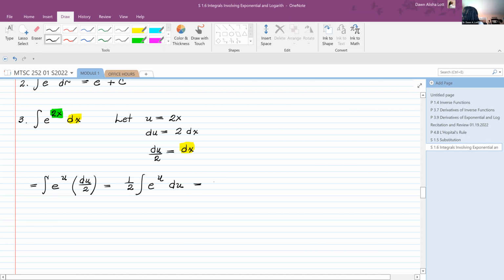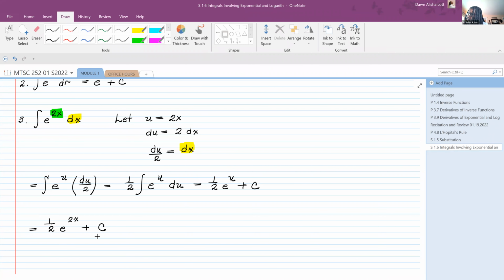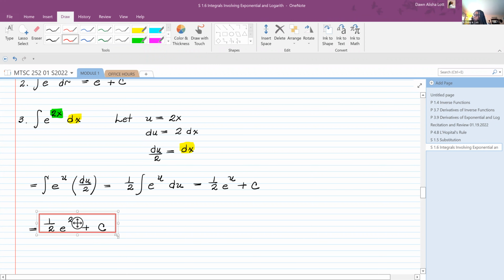So this is 1/2. E to the u just becomes e to the u plus a constant. So now I can go back and plug my u in. So I get 1/2 e to the, u was 2x, plus a constant. And that, guys, is a beautiful solution. Nice and simple. Okay, any questions about that? Because it gets harder.